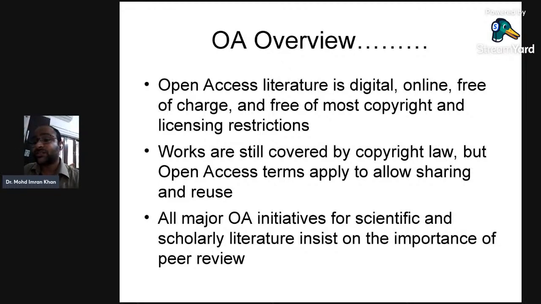There may be certain situations wherein your scholarly work can also be covered under copyright law, but open access terms apply to allow sharing and reuse. All major open access initiatives for scientific and scholarly literature insist on the importance of peer review. So it's not that open access means that you write something and then you can publish it and make it available for the public. It's all about there being a peer review there also. It can be reviewed and then obviously it is available to a larger public at once.